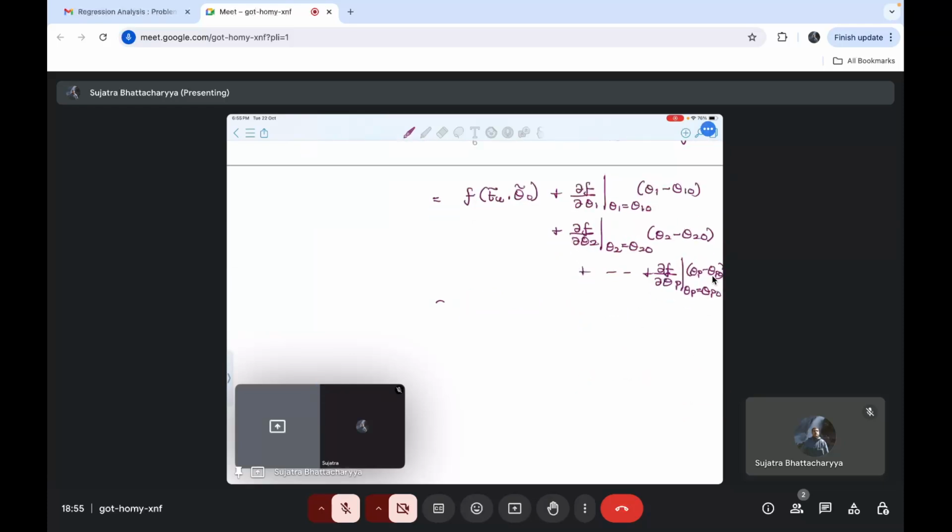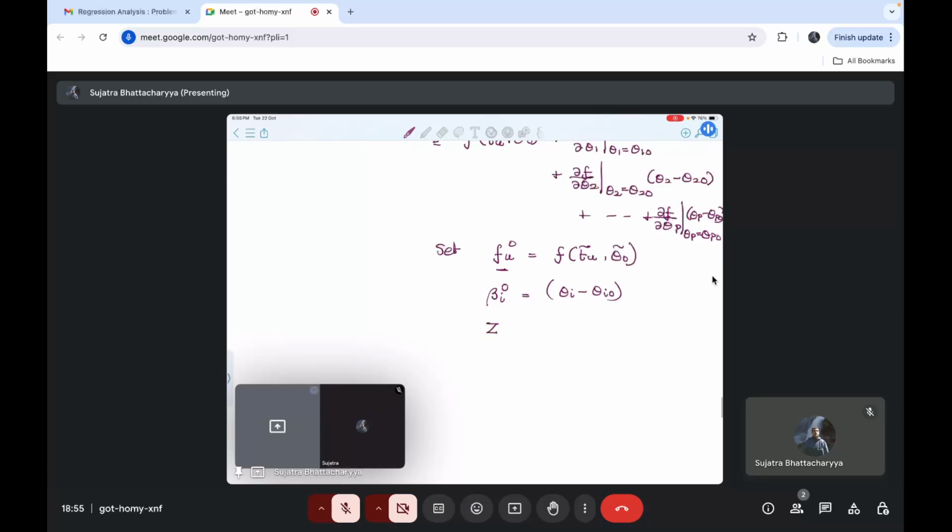Now we will just reduce these expressions. That's all. We are not changing anything, just reducing the expression. See this. You are writing this as f of u tilde, theta not tilde. Same thing, just symbols are different. Beta i 0 is theta i minus theta i 0. Next, Z i u 0 is delta f upon delta theta i of f of u tilde, theta tilde, at theta i equal to theta i 0.